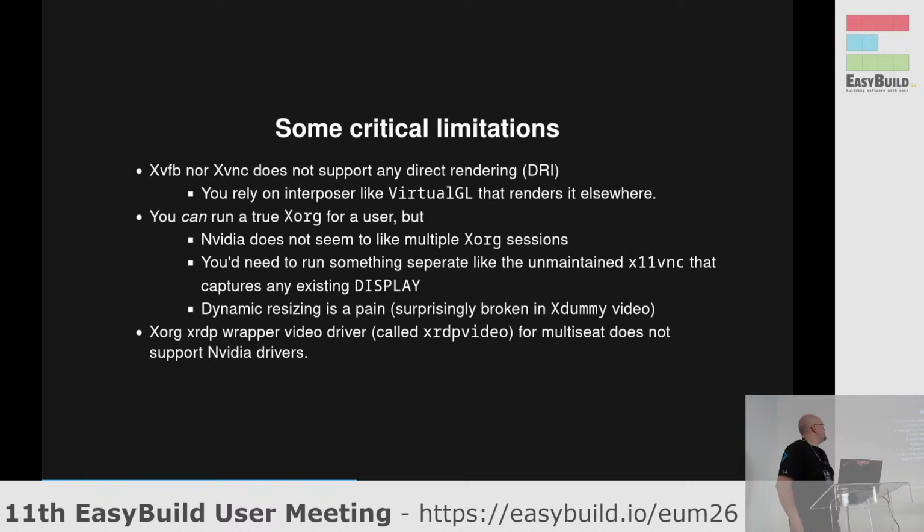Some critical limitations here, what hurts is that X virtual frame buffer and XVNC have no support. They don't even pretend to support anything about GPUs. So anything that tries to do an XOpenDisplay, please give me a GPU buffer, that's not happening. I think KasmVNC added a fork where they do some of that potentially. I didn't have time to investigate. So you rely on an interposer like VirtualGL that sort of hijacks the buffers and secretly renders it elsewhere and gives you back the picture at the end.